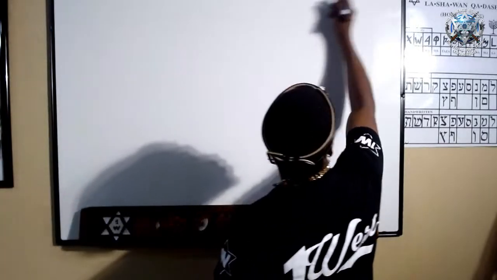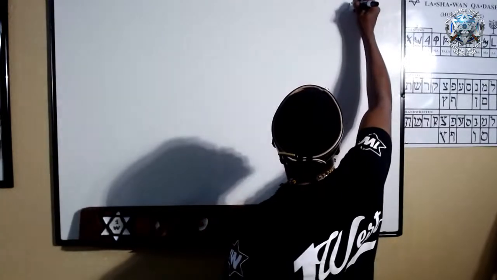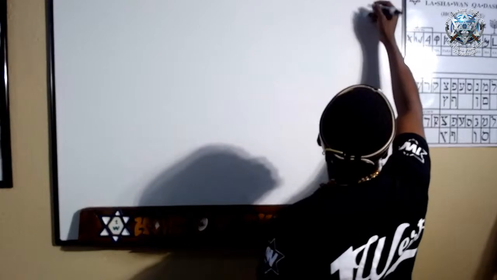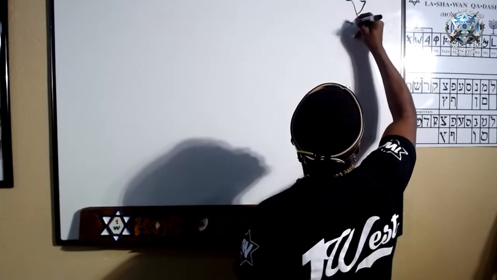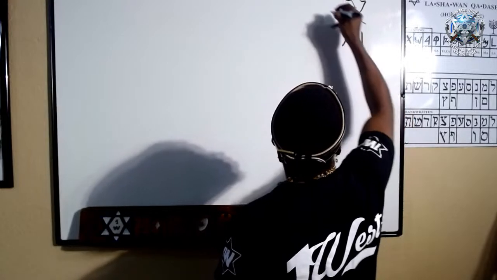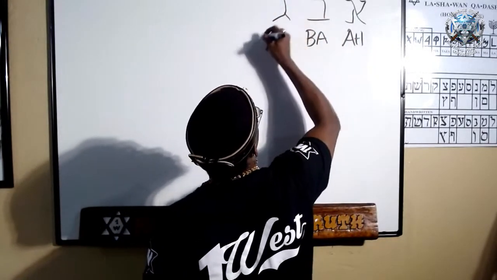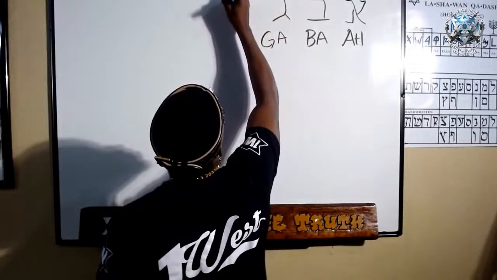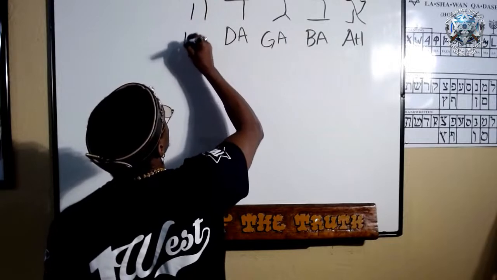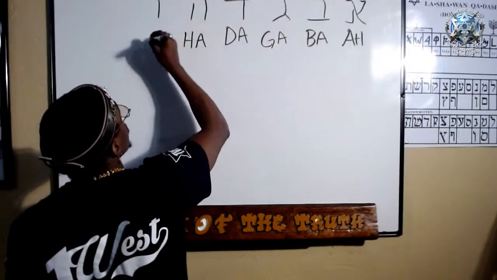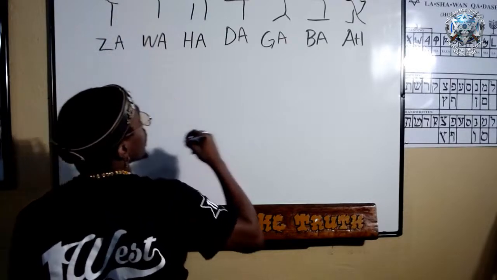And the first thing we're going to get into is our Hebrew alphabet. This time I'm going to write it in the ancient Assyrian, just so that everybody is familiar with the Assyrian as well as the Paleo or ancient Hebrew. So first we have the Ba, the Ga, Da, Ha, Wa, Za.